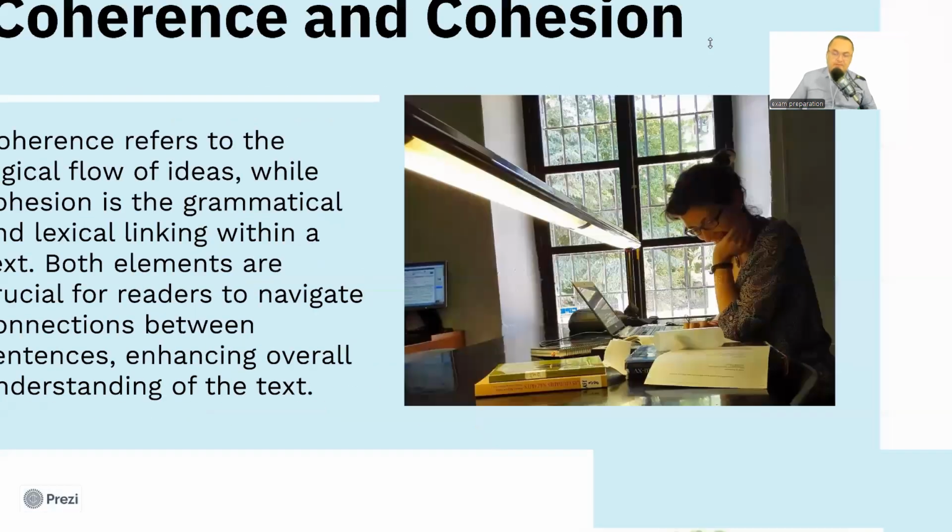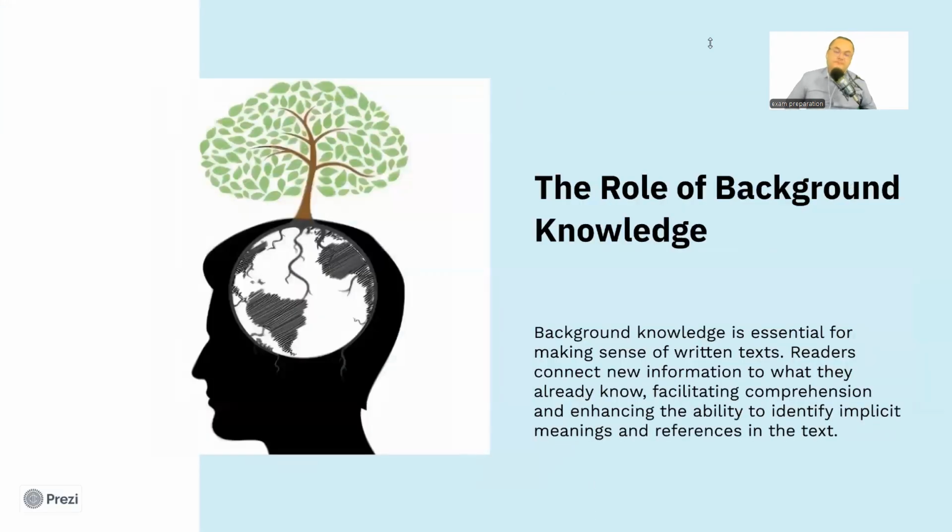Then we're going to talk about the role of background knowledge. Sometimes when you read, consciously or unconsciously, you are referring to your previous knowledge of the world. So, background knowledge is essential for making sense of written texts. Readers connect new information to what they already know, facilitating comprehension and enhancing the ability to identify implicit meaning and references in a text.